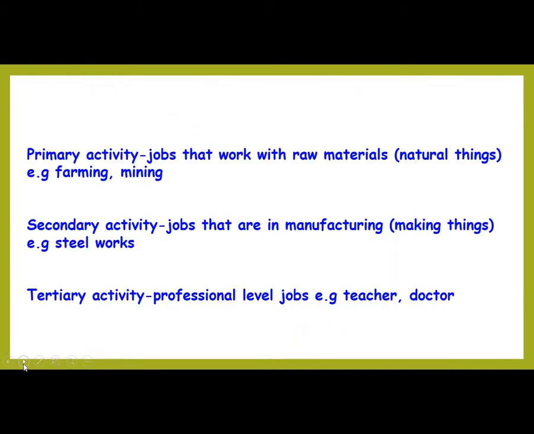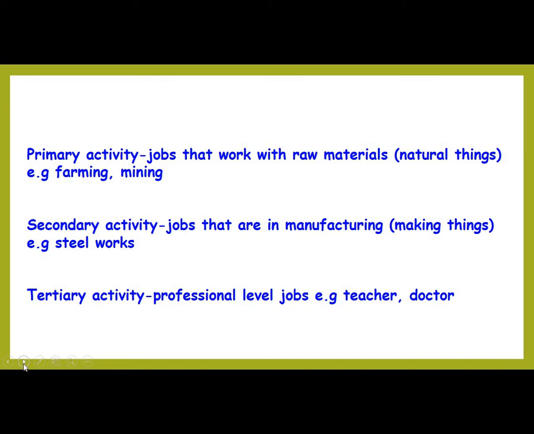So, the next thing I'd like you to do, these are the 3 types of activities that go on that provide jobs. So you've got primary activity or the primary sector, primary industry. These are jobs that work with natural things, with raw materials like farming and mining, like I just said. You've then got secondary industry or secondary activities. These are jobs in manufacturing. So you take the raw materials and make them into something.